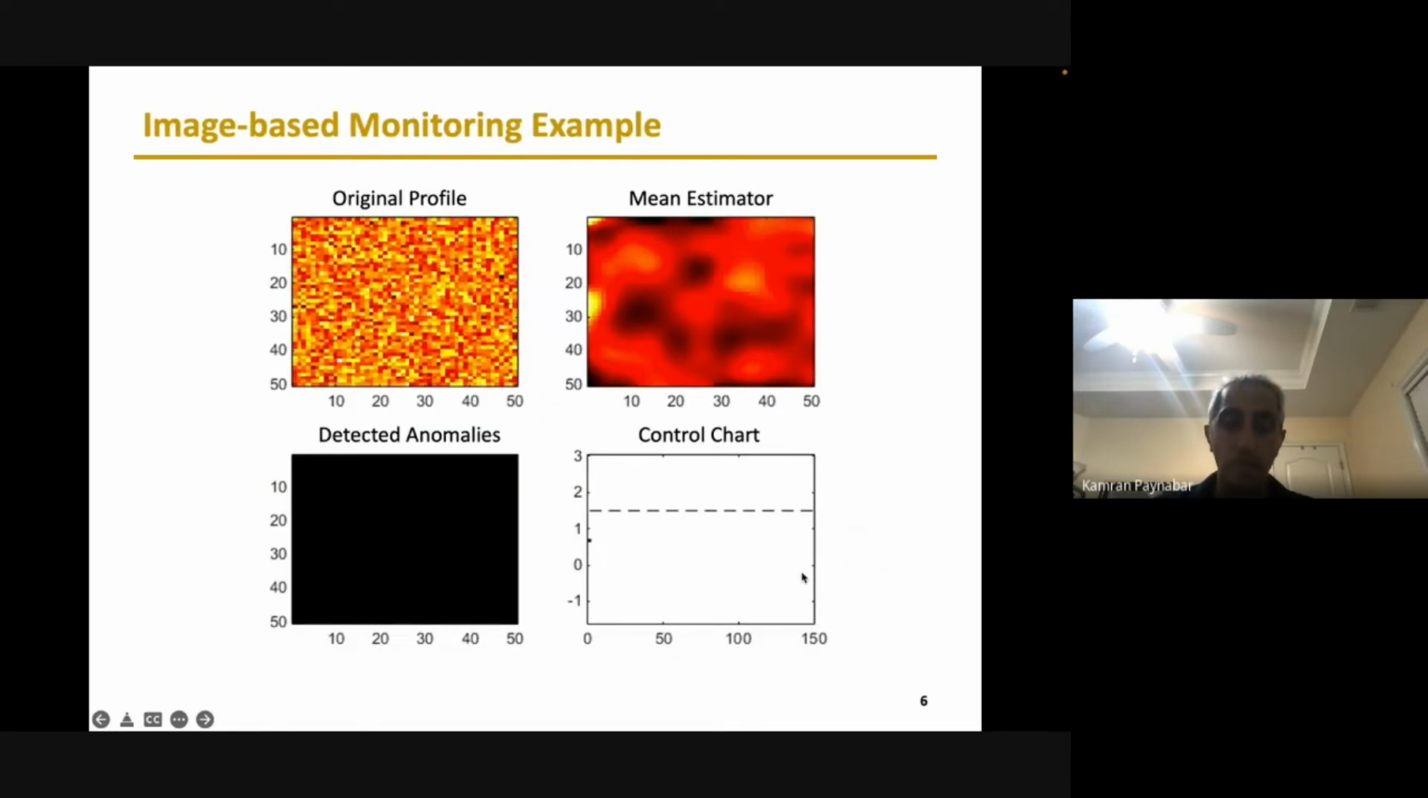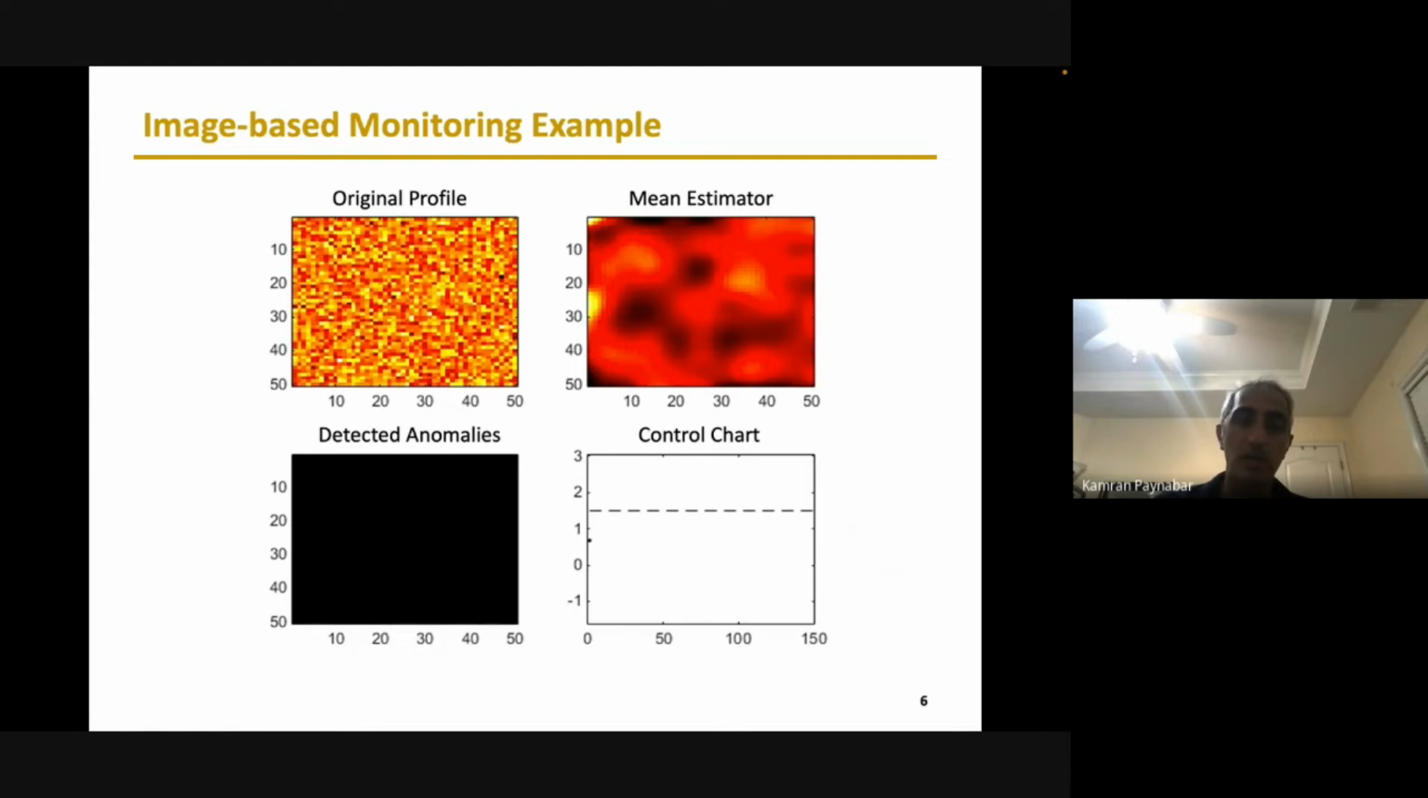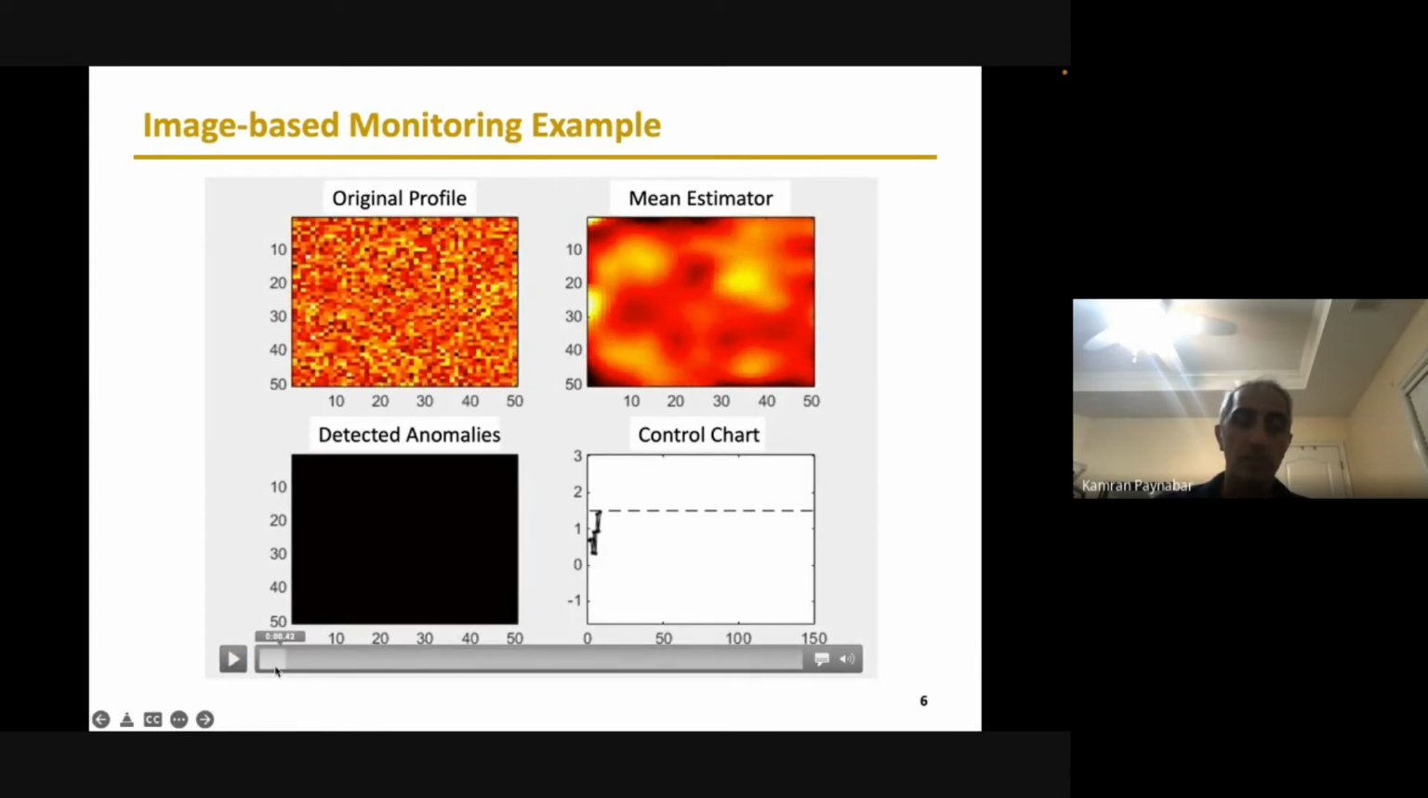So here is one example of image-based process monitoring that I was talking about in the methodologies that we developed. Let's say this is a simulated heat transfer process. Let me see if it works first or not. Yeah, it does work. That's good news. Sometimes videos in presentations don't work.